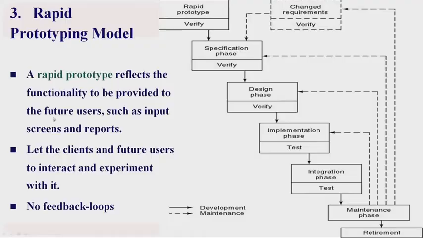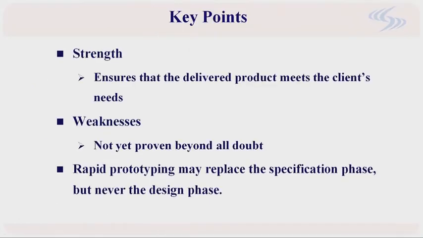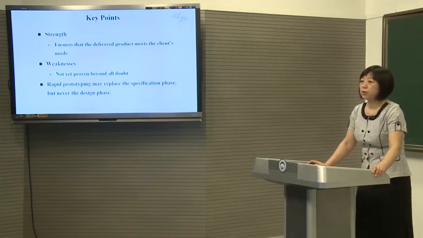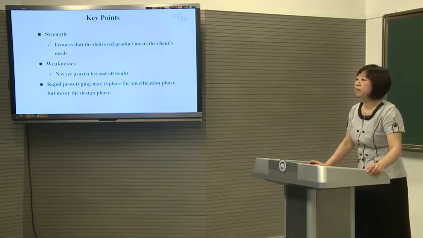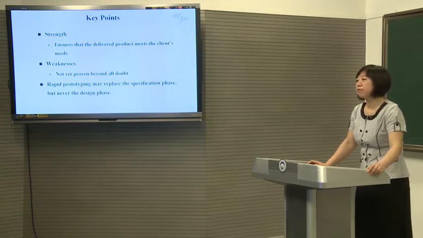So we find that there are no feedback loops. That is because the requirements are good enough and the developers won't get problems in the following phases. So no feedback loops will be needed. The strength of the prototyping model is that it ensures the delivered product meets the client's real needs. We must admit that it is not yet proven beyond any doubt. And we should always remember that rapid prototyping may replace the specification phase, but never the design phase.